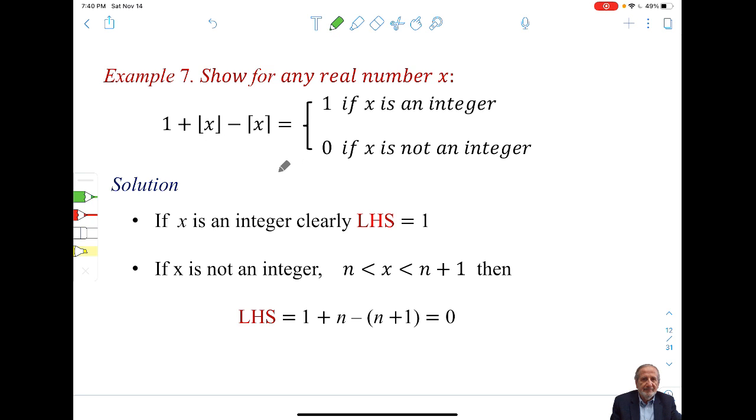Now the question is when x is not an integer. So again, x is not an integer. I put x between n and n plus 1. So now what is the left-hand side? The left-hand side is 1 plus floor function of x, which is n, minus ceiling function of x, which is n plus 1, and you see the answer is 0.